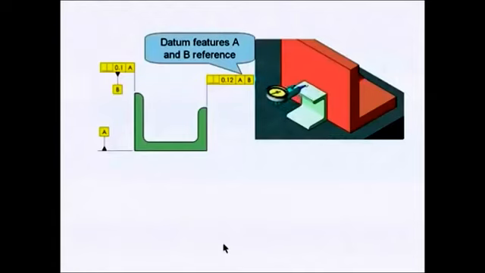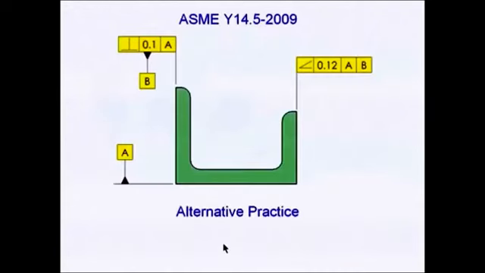Now, this entire situation can be avoided if we use the alternative practice found in the 2009 standard. Perpendicularity and parallelism are just special cases of angularity. So in the revised standard, the 2009, we're told that we can use angularity even when we mean perpendicularity or parallelism. So now this should make the confusion go away.